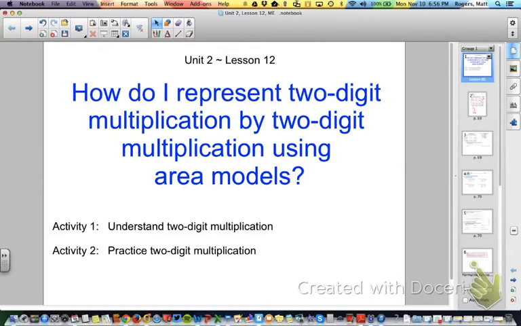So we used some models that we're familiar with from previous multiplication. I'm sure you remember that we've worked through one-digit by one-digit multiplication, one-digit by two-digit multiplication, and one-digit by three-digit multiplication. This is the first time that we're expanding into multi-digit by multi-digit multiplication. So our first activity today, which is what we really got to, was understanding how to complete two-digit multiplication.